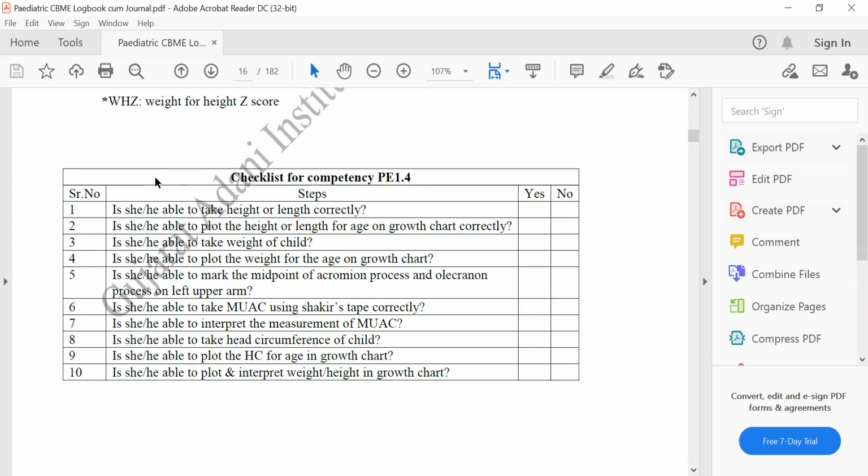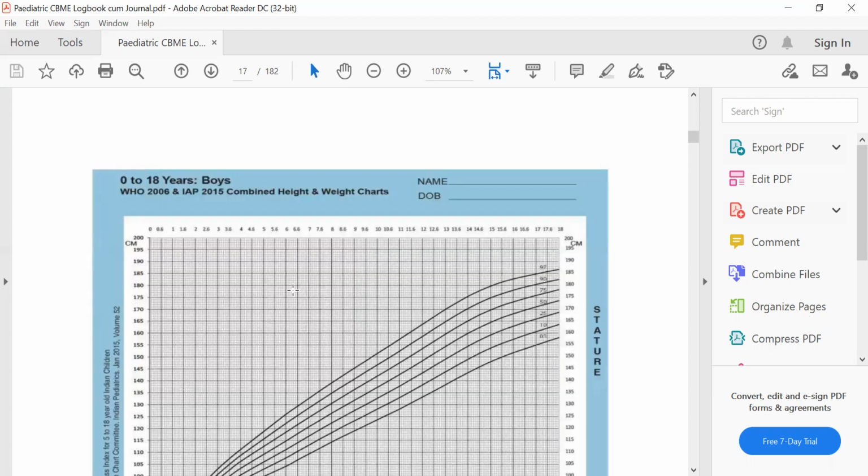So every faculty should check that the student is able to take the height or length correctly. The student is able to plot the height or length for age on the growth chart correctly. A student is able to measure the weight, able to plot the weight, able to mark the midpoint, able to measure the MUAC using the Shakir tape. So all these points I have put into the checklist, so there will be no variability from observer to observer.